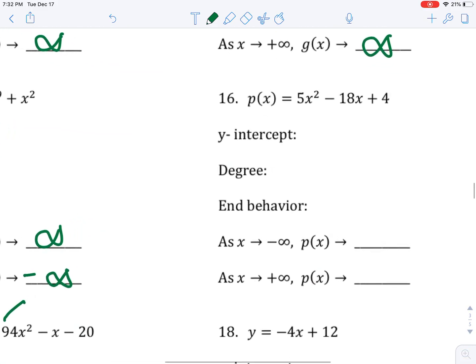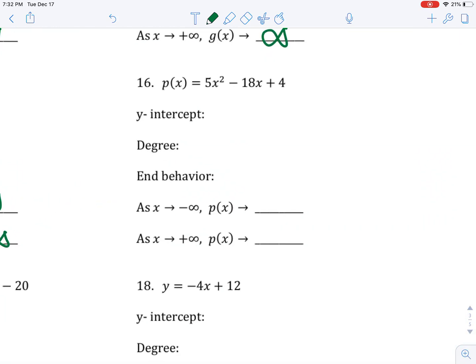So for 16, we got an even exponent, and my y-intercept is 4. And the degree is 2. The end behavior: even exponent, and it's a positive number, so it's going to follow basic rules, which is infinity and infinity.